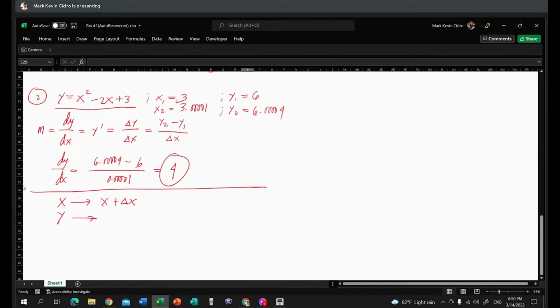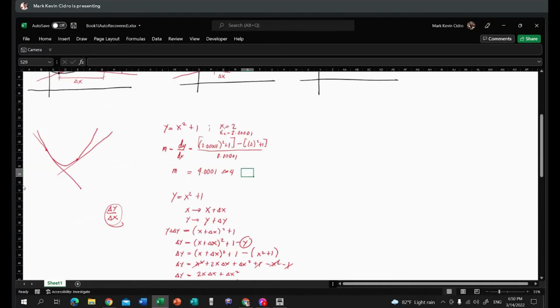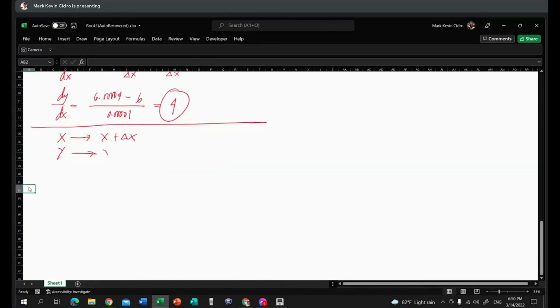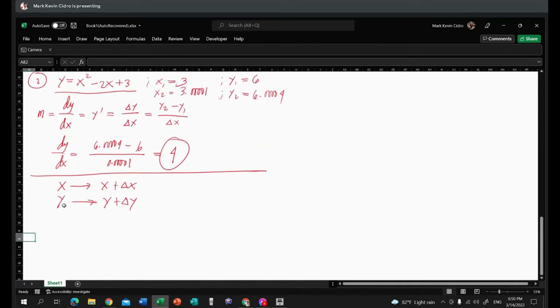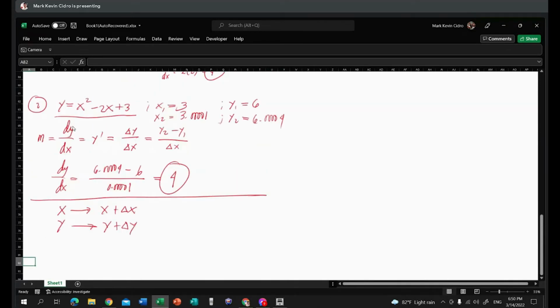And your y, of course, when there is a change in x, there will also be a change in y. Okay, when there is a change in x, there will be a corresponding change in y, and that is represented by delta y. So you will substitute x plus delta x for x, and y plus delta y for y. So your original equation will now be, your y will be y plus delta y.